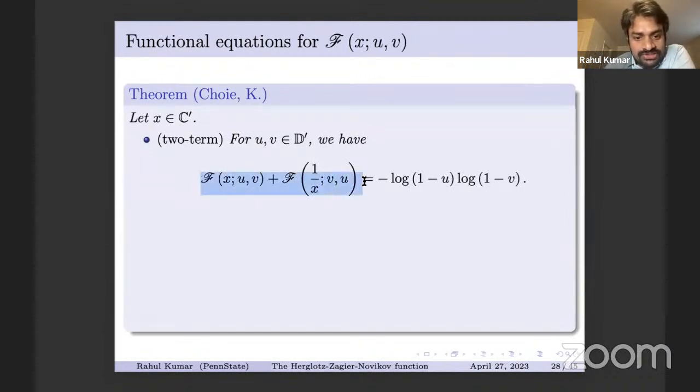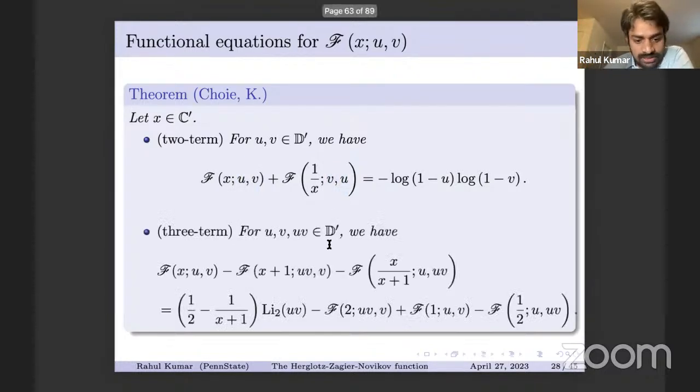So this is the 2-term functional equation where you have x and 1 over x. On the right hand side, you have just a product of log functions. The important thing is that these u, v are not remaining the same. They are also playing some role. So (u, v) is now going to (v, u) when x is going to 1 over x.